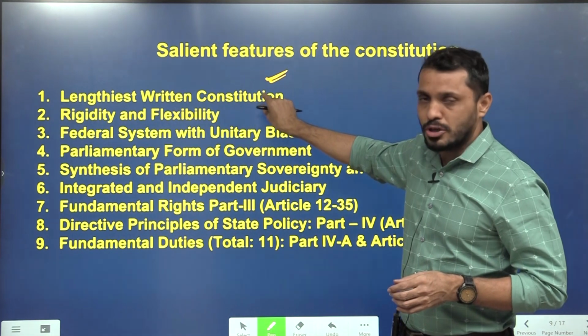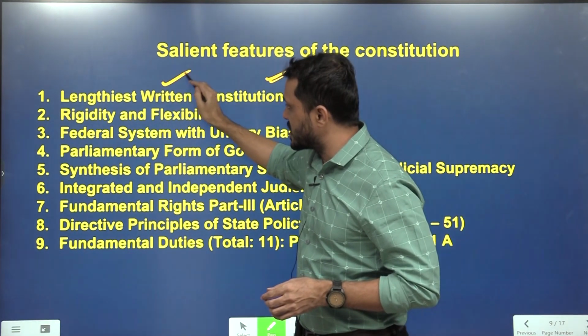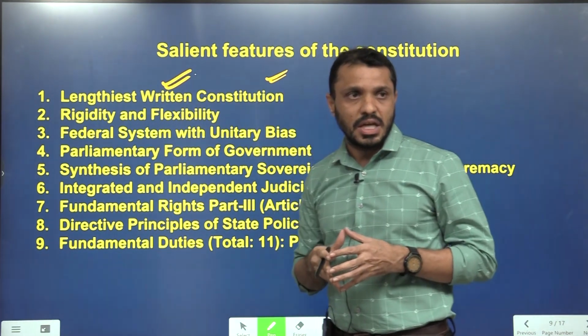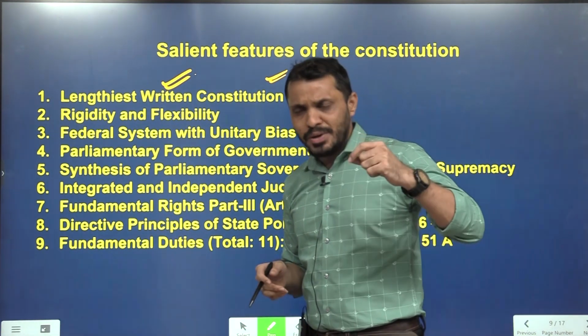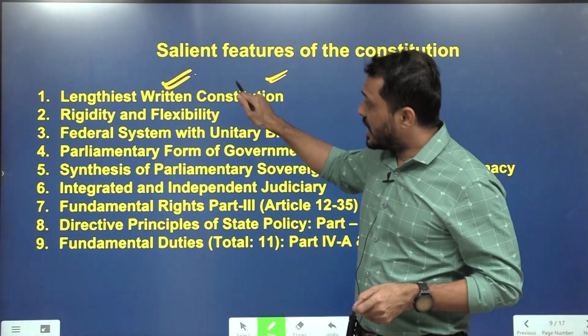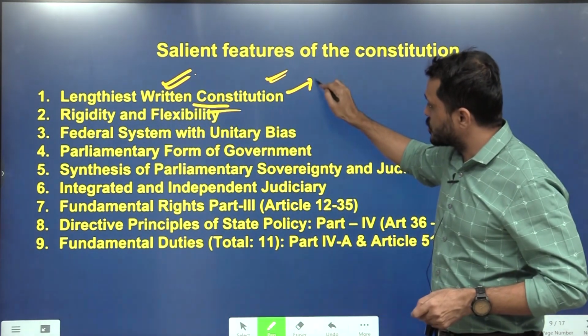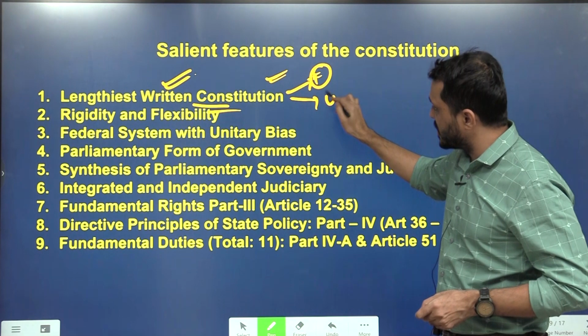So, the lengthiest written Constitution. Obviously, the Indian Constitution is a written Constitution. This is the first feature, and you know that the American Constitution is also a written Constitution. Now here, I'll ask one applied question: is a written Constitution a federal feature or a unitary feature?